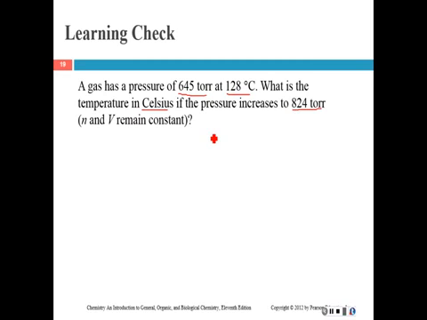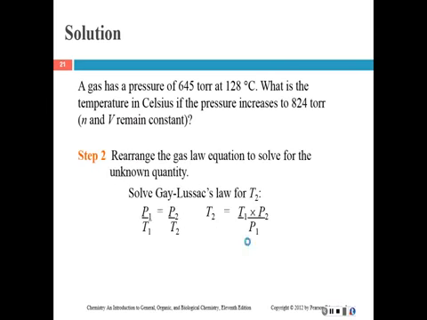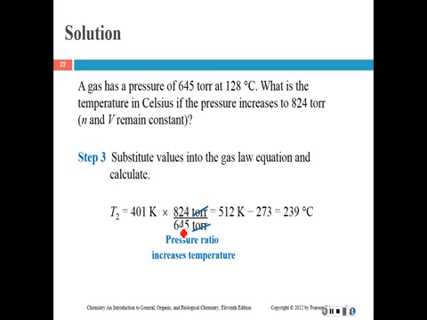Okay, here's the solution. Copy out the data and label it, changing our temperatures to Kelvin. Write our formula down, cross multiply, and divide, and we get T2 equals this expression. Plug our pressures in, cancel out the units, do the math, we get 512 Kelvin.